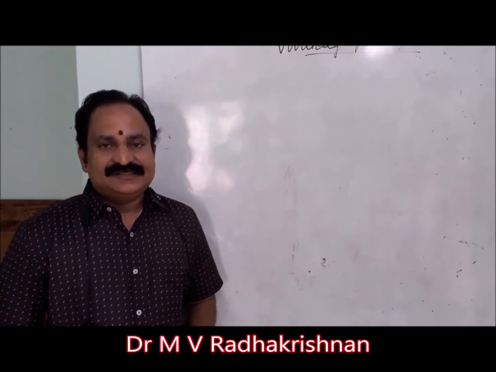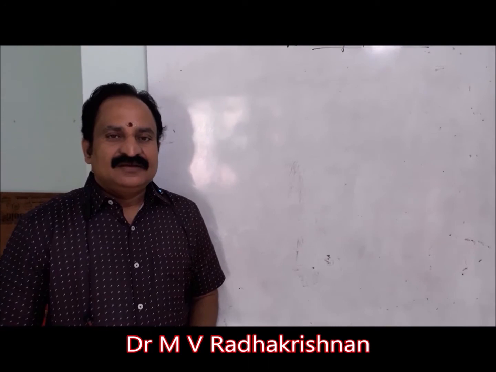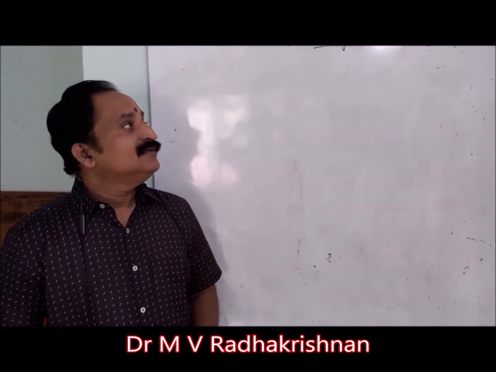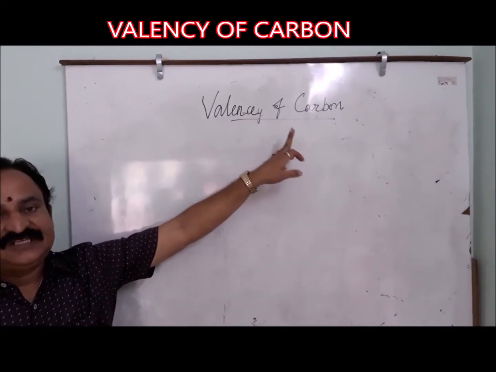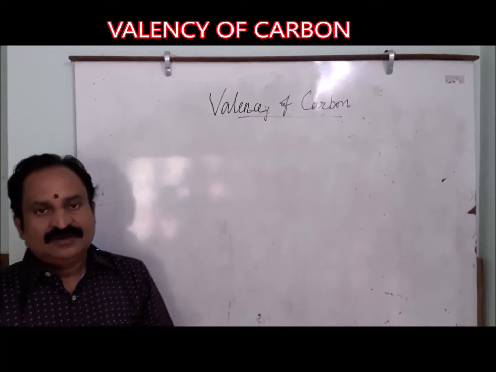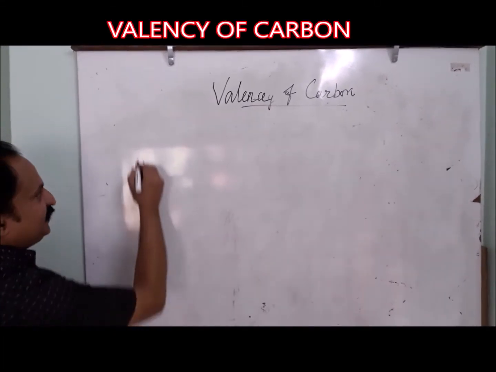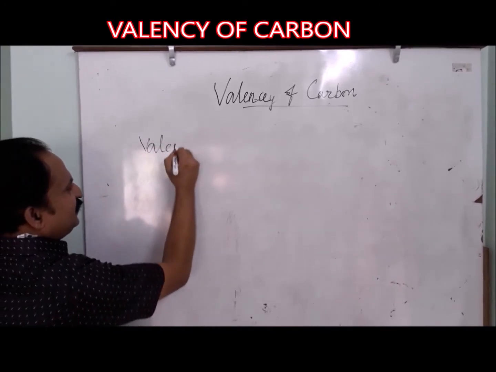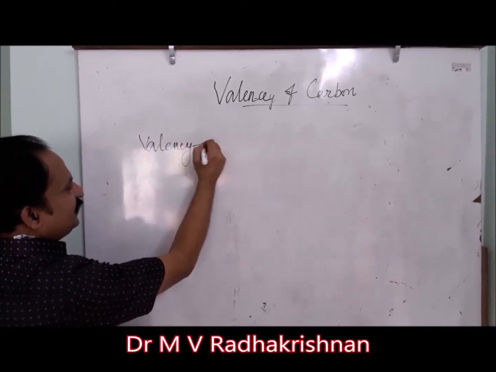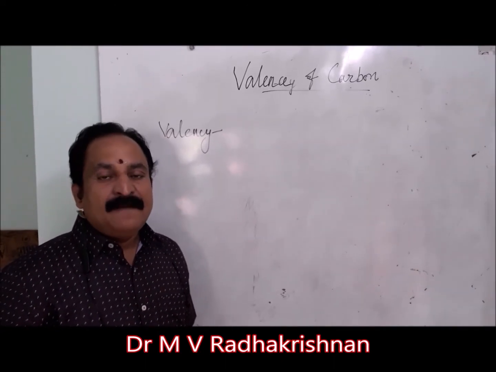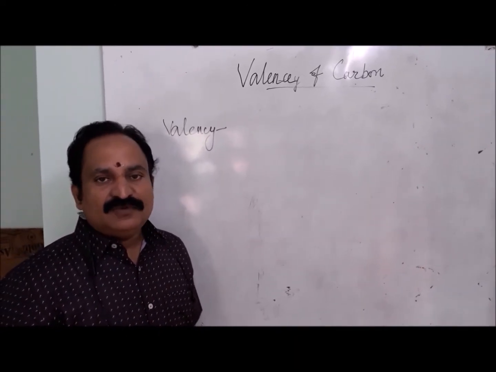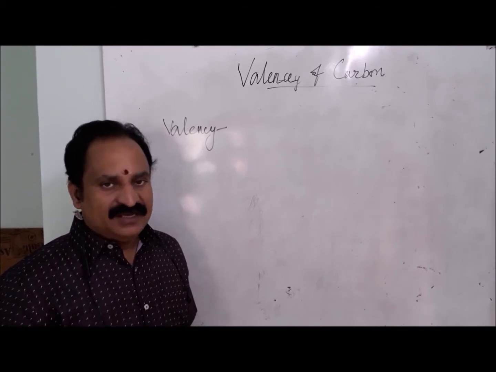Dear students, today we have a topic. It's the valency of carbon. You know what is valency? Valency means the number of electrons present in the outermost shell of an atom.